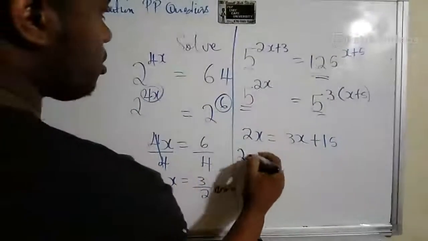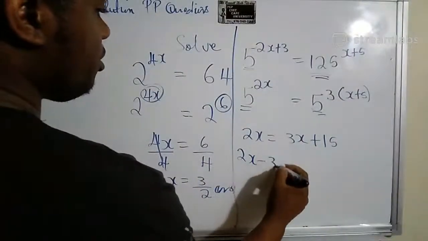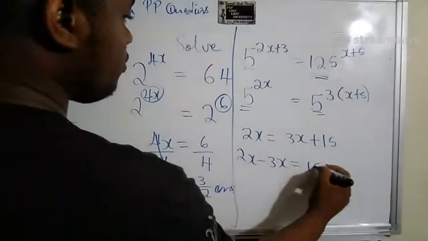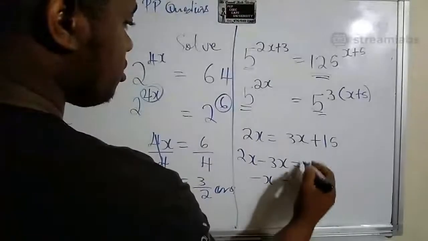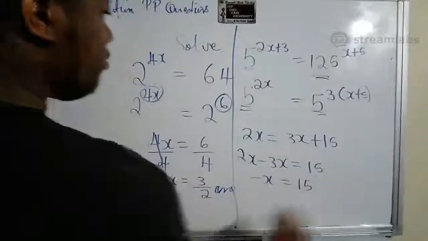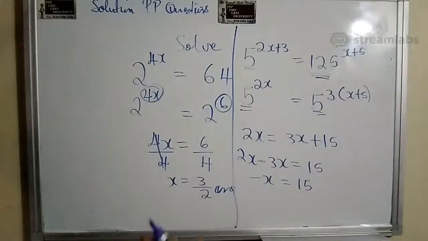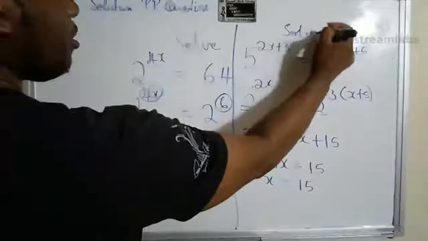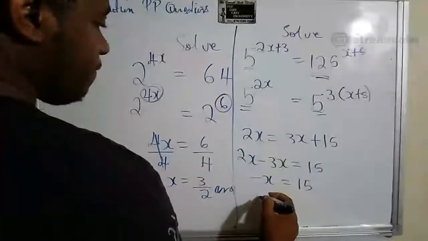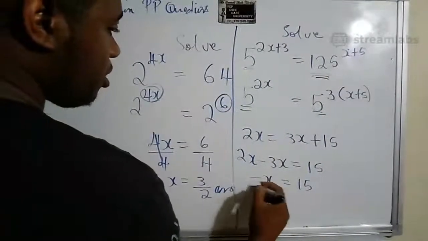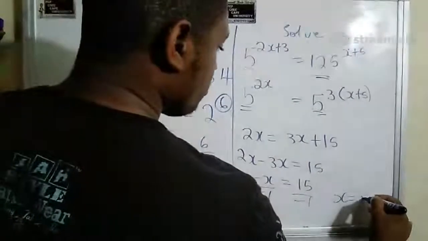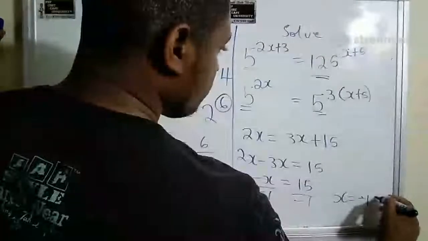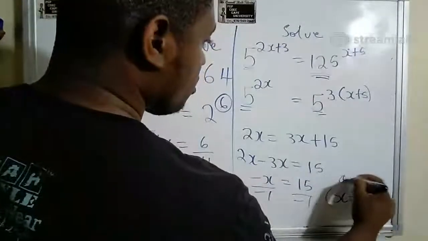And then now we group, it's an equation, so we can group the like terms. So it's 2x minus 3x is equal to 15. So 2x minus that will give us negative x. And that is equal to 15. But they didn't ask us to find negative x. What did they ask us to solve for? So you can divide both sides by negative 1. So therefore x is equal to negative 15. So that is our answer.